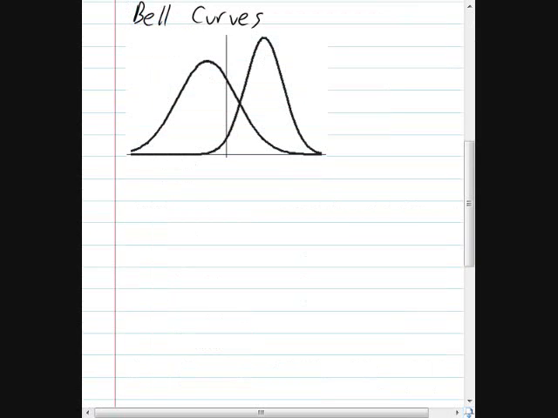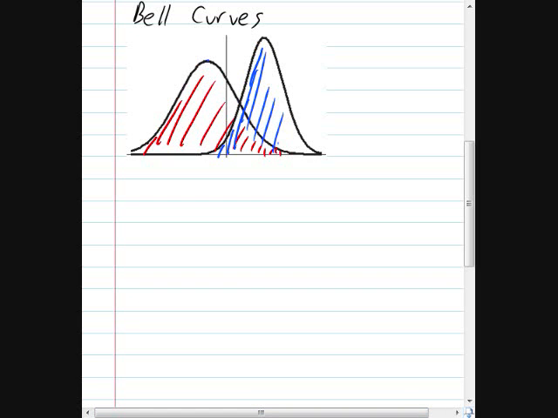A normal random variable is a continuous random variable whose PDF forms a bell curve. For those who are interested, the precise formula for the bell curve PDF is given in your textbook, but we won't actually need to use that formula. Since a bell curve is a probability density function, the area under a bell curve always equals 1. So therefore, both the red area and the blue area add up to 1.